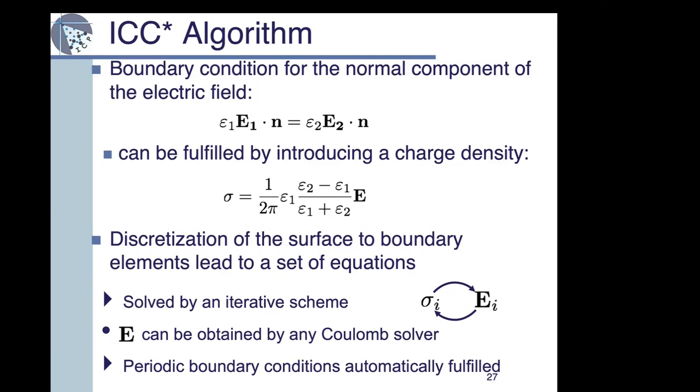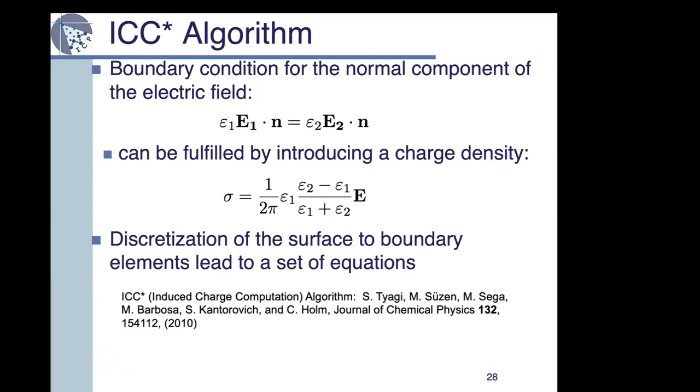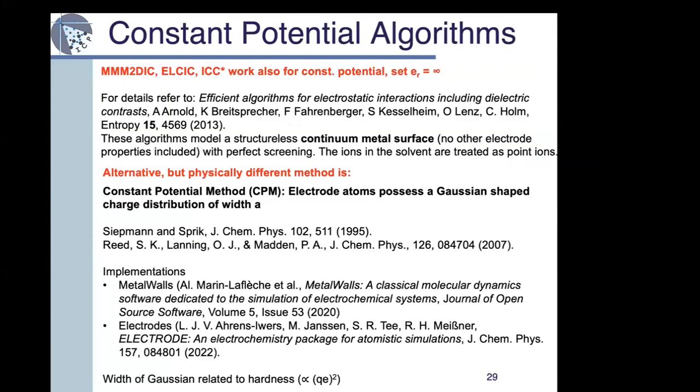And the periodic boundary conditions you can automatically fulfill in case you need them. If you don't need them, well, then use a solver which doesn't have any periodic boundary conditions, which also exist. And it's pretty fast. So it depends, of course, on the level of discretization. So you have to add these additional charges on each of your boundary elements, but that allows you to compute induced charges now on all the boundaries.